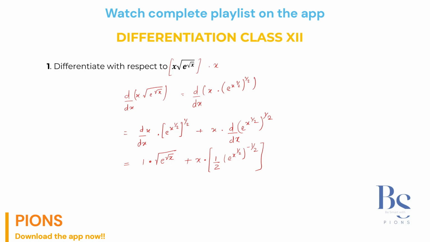Now inside the bracket it is e to the power something. So the derivative of e to the power something is e to the power something only. Correct? Nothing to do with x raised to half. Done with e raised to something. Now what we have to do? Differentiate this something, that is x raised to half. So half will come in front, x raised to minus half.